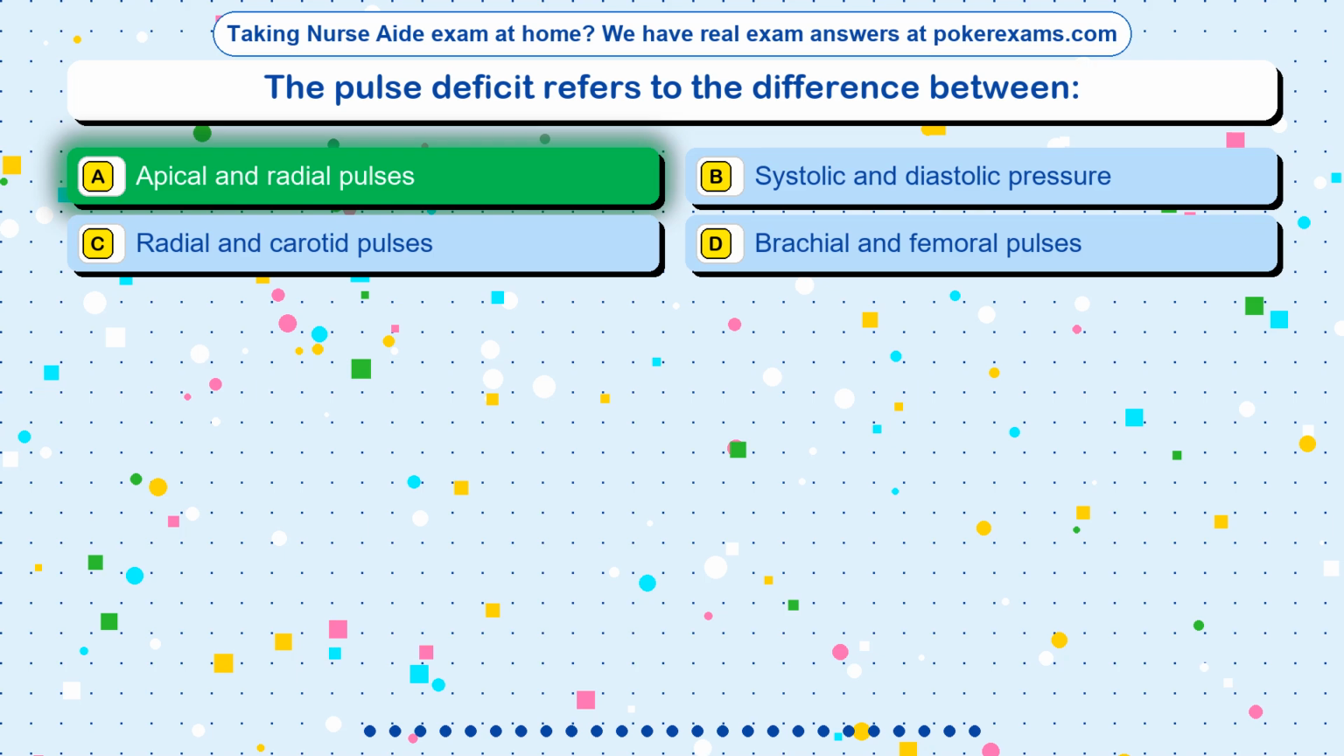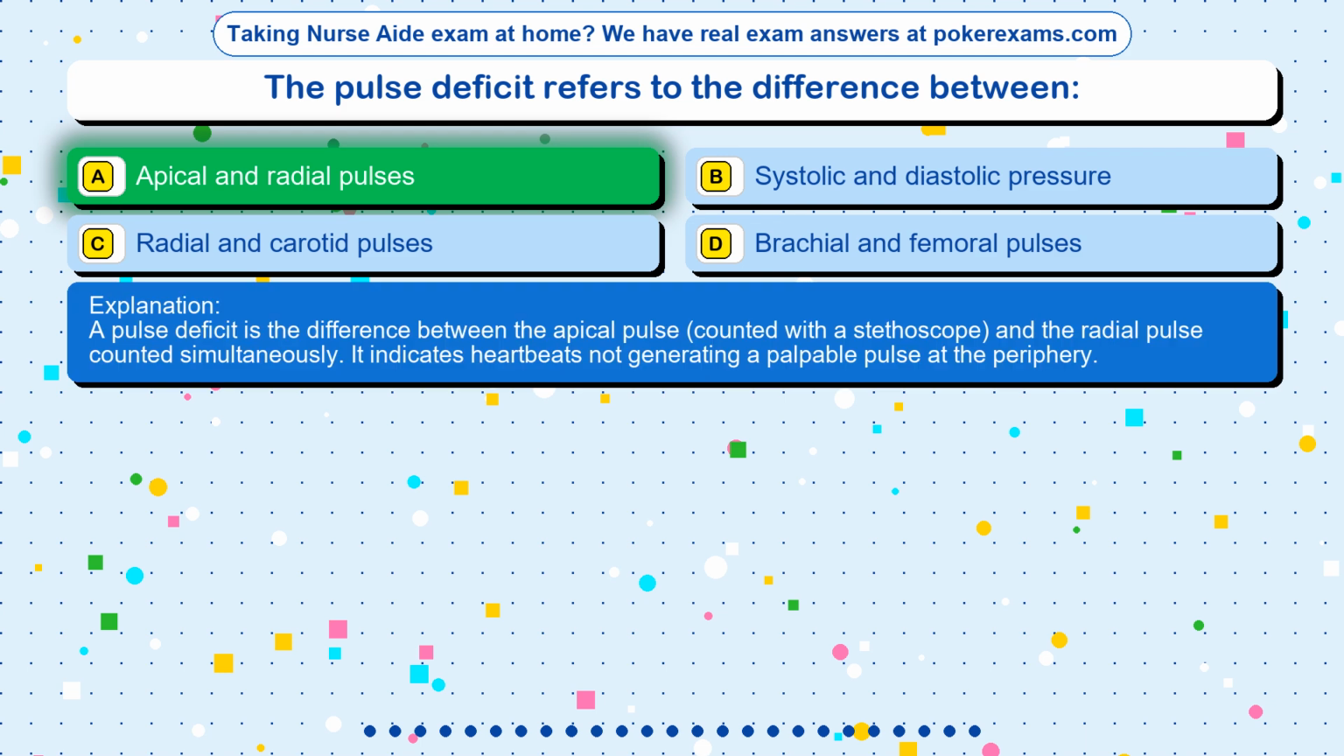The correct answer is option A, apical and radial pulses. A pulse deficit is the difference between the apical pulse, counted with a stethoscope, and the radial pulse counted simultaneously. It indicates heartbeats not generating a palpable pulse at the periphery.